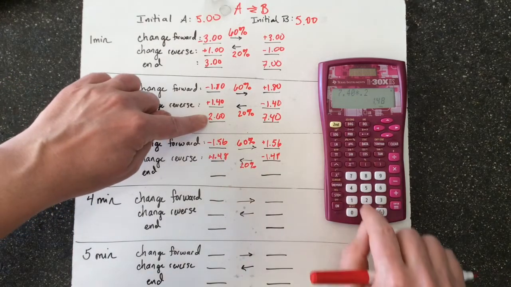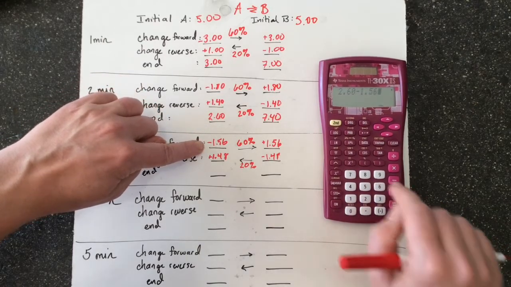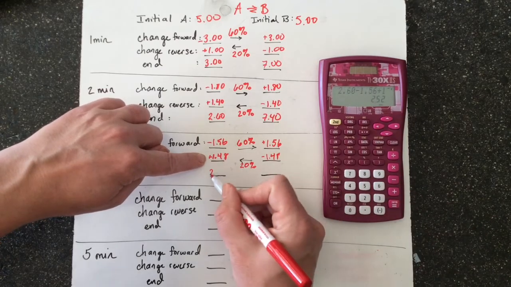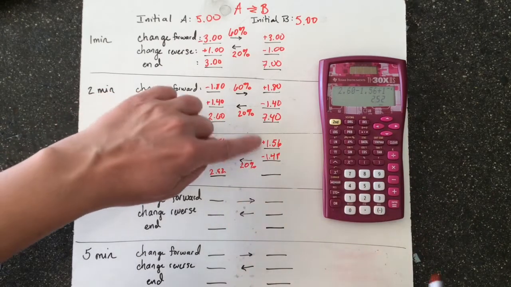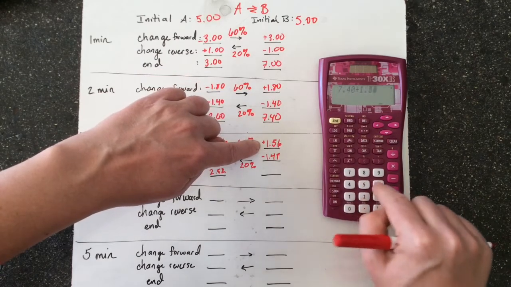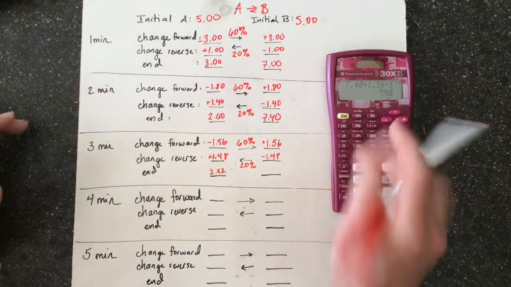So now let's find our amounts. We had 2.60 minus 1.56 plus 1.48. So now we have 2.52 over here. And over here, we had 7.40 plus 1.56 minus 1.48 gives us 7.48.